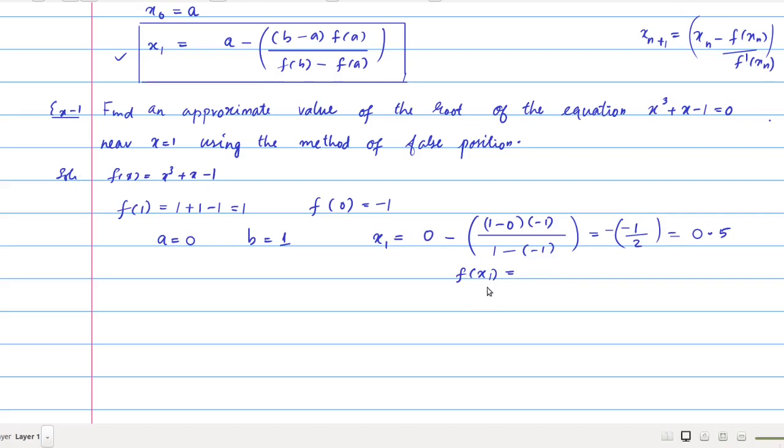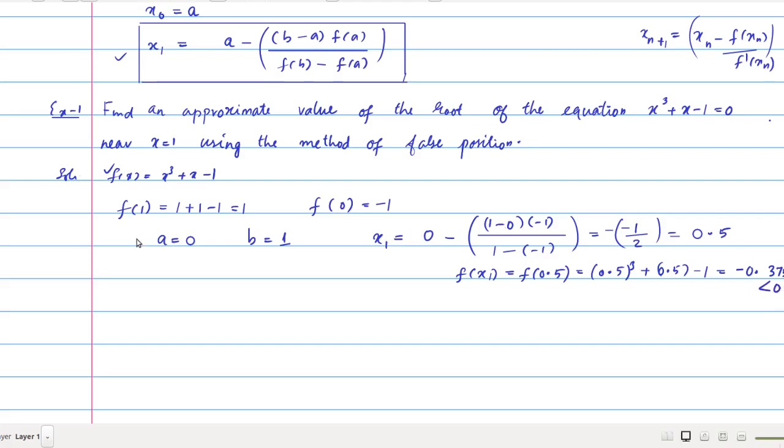f of x1 is obtained by f of 0.5, that is 0.5 whole cube. From this expression we can evaluate f of 0.5 plus 0.5 minus 1. So this is minus 0.375, which is less than 0. So how will you find the other a and b in the next stage?